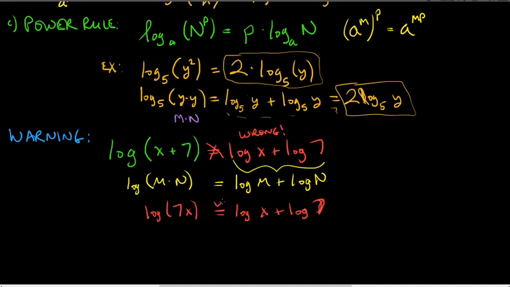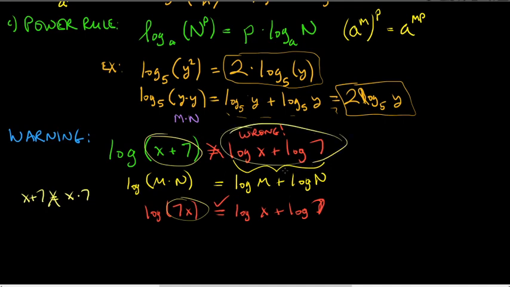Right? So this is true, actually. But now you can see the issue here. 7 times x is not 7 plus x, right? Adding and multiplying are definitely not the same thing. So that's why this is wrong. That's why you cannot do this, right?